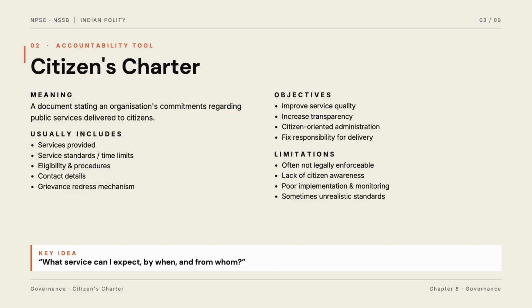That's just the citizens charter. But it is not enforceable in a court of law. For example, if a department does not deliver, you cannot go to the court and ask the court to punish that department. No, you cannot do that. It is not enforceable.